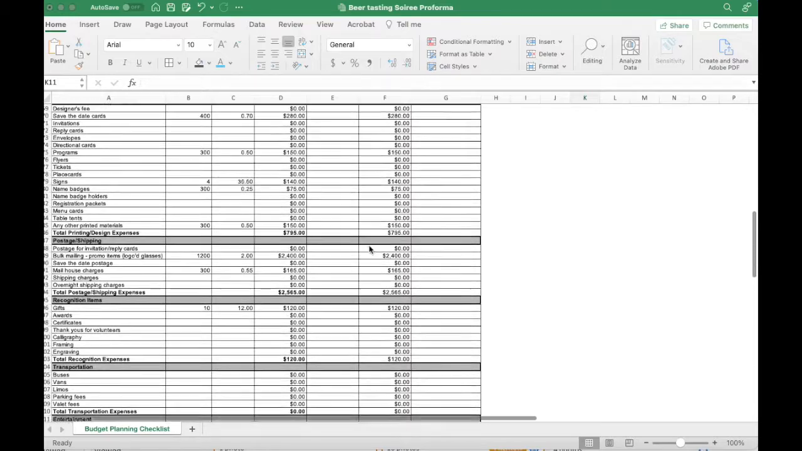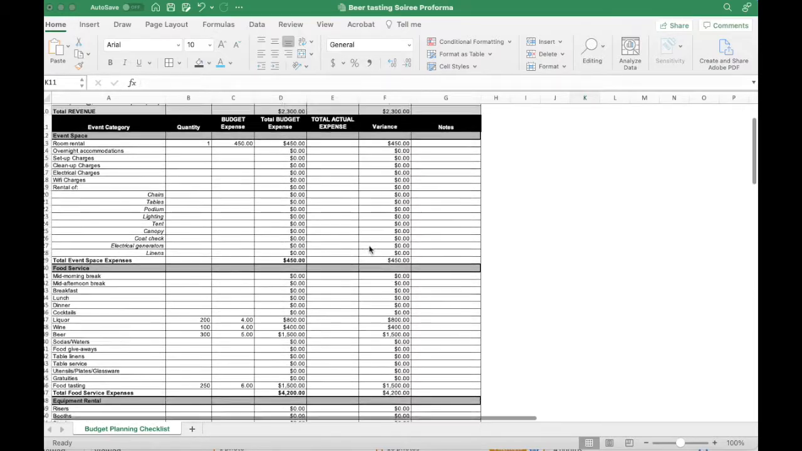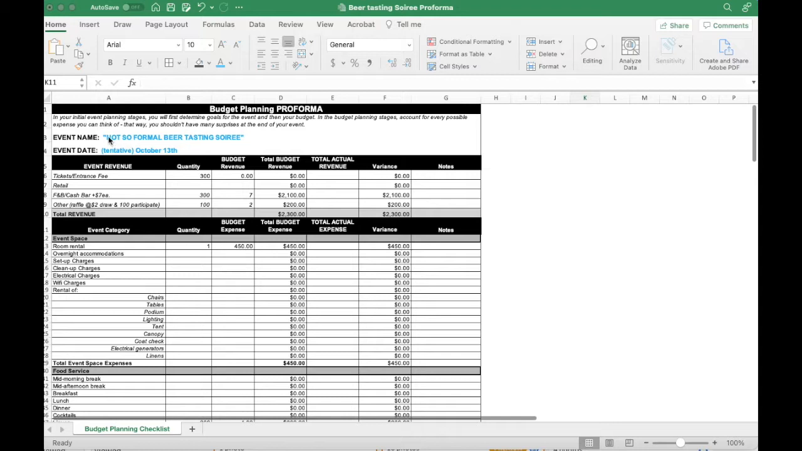Now, this example is an actual event, like I said. It's what I'm calling a not so formal beer tasting soiree, and it's for my other company, Cardinal Capital. And the goals of this, as you will see, well, let's go ahead and take a look at the Proforma that I have set up. I'm still working on it, so bear with me. But it is for a not so formal beer tasting soiree.